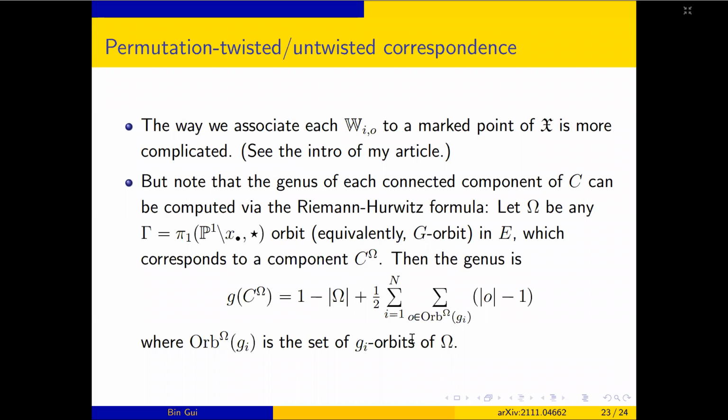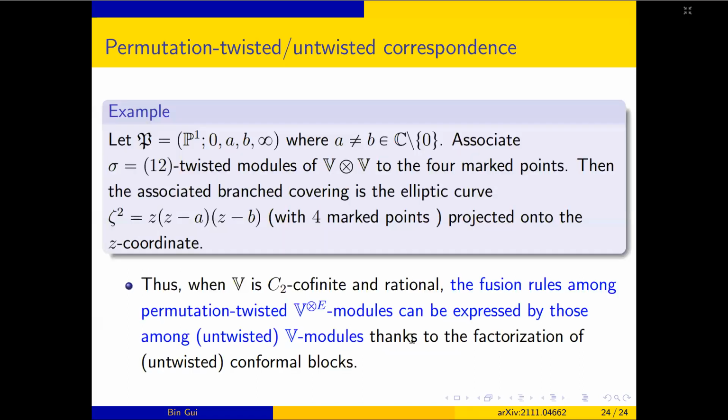I want to talk about this quite well-known fact. That is, the genus of each connected component of the branched covering could be explicitly calculated using the Riemann-Hurwitz formula. So once you know the genus, you can use the factorization formula to reduce the dimension of the high genus untwisted conformal blocks to the genus 0, to the fusion rules.